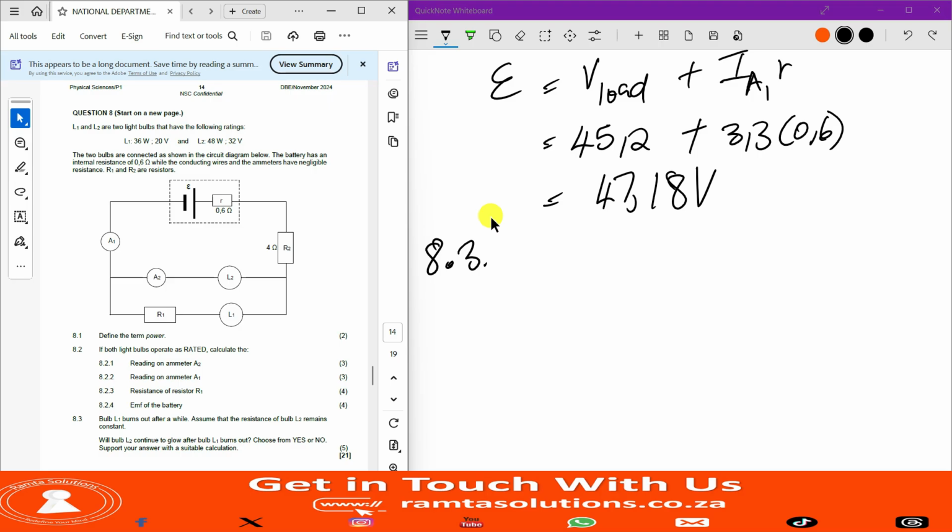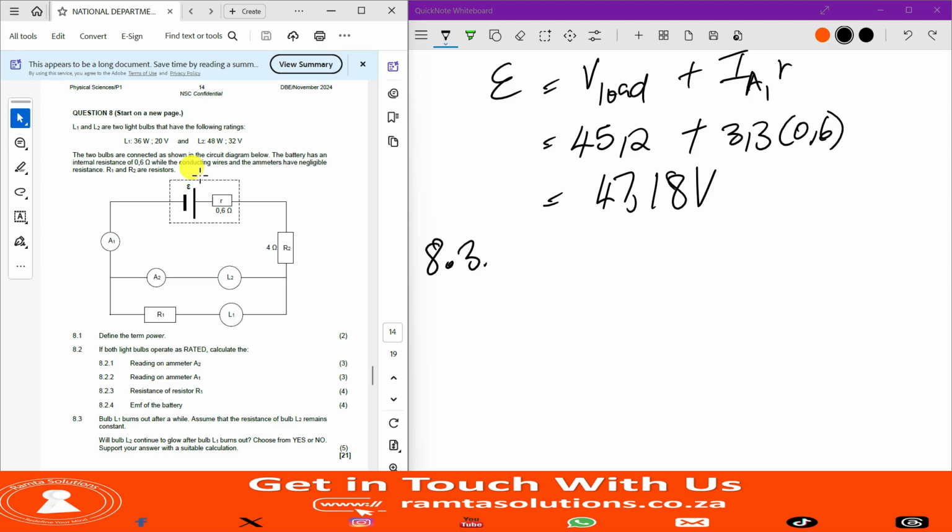Continue. Will bulb L2 continue to glow after bulb L1 burns out? Choose from yes or no, and then support your answer with a suitable calculation. Remember, you have already calculated the current that should be flowing at bulb L2. This is its power rating, right?